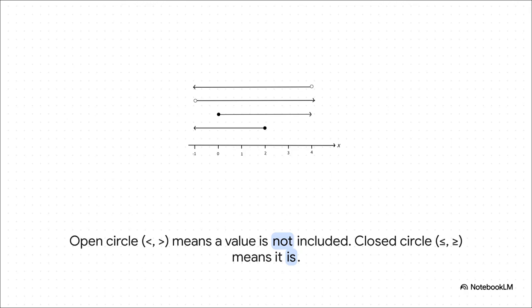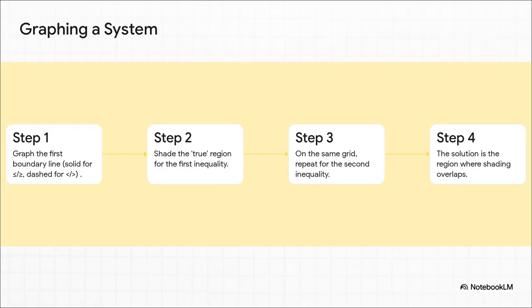Simple as that. And this idea gets even cooler when you have more than one inequality to deal with at the same time, what we call a system. It's actually pretty straightforward. You just handle each one individually. Graph its boundary line, shade the part that works. Then you do the same for the next one, right on the same graph. And the final answer? It's just the spot where all of your shaded areas overlap. That's the zone where everything is true at once.